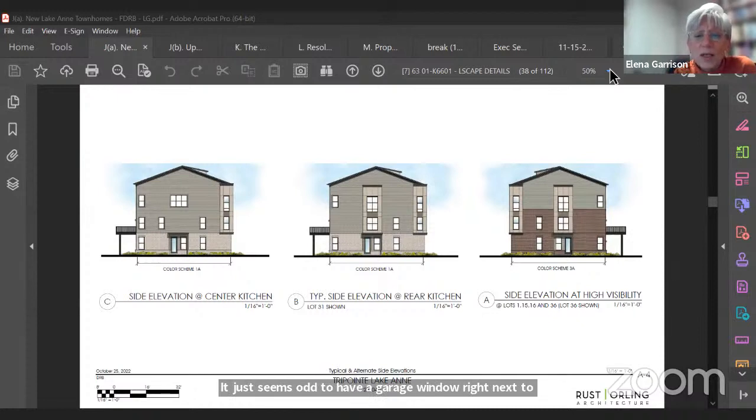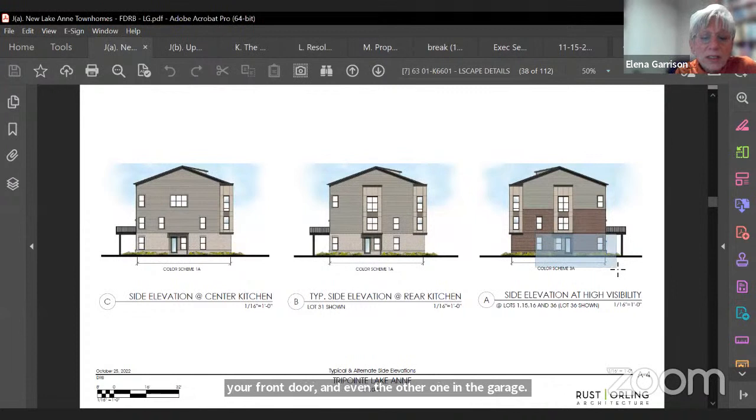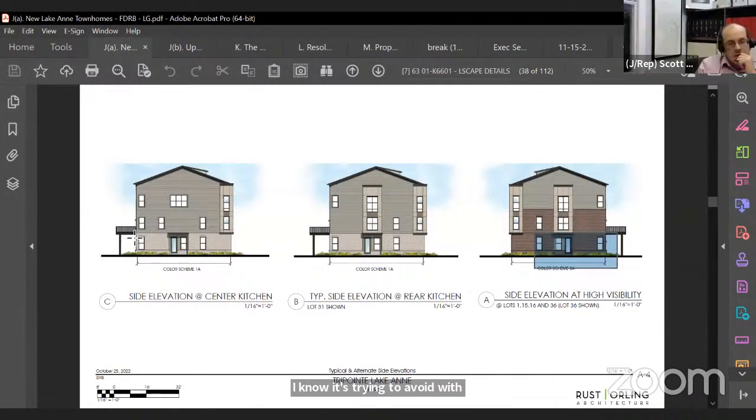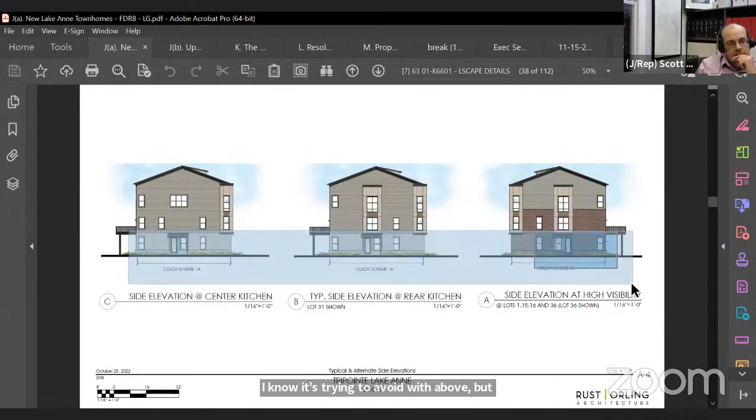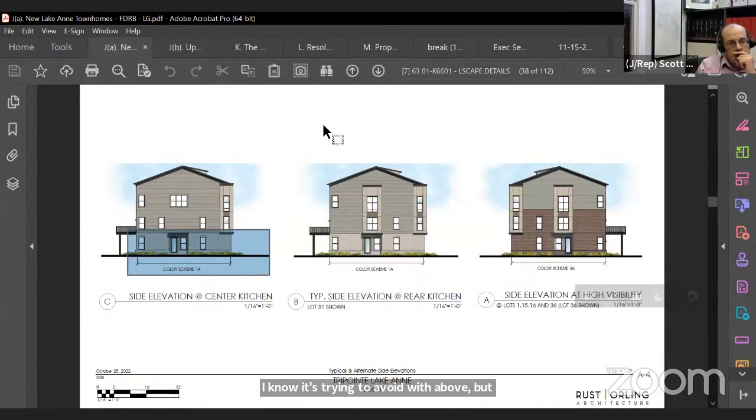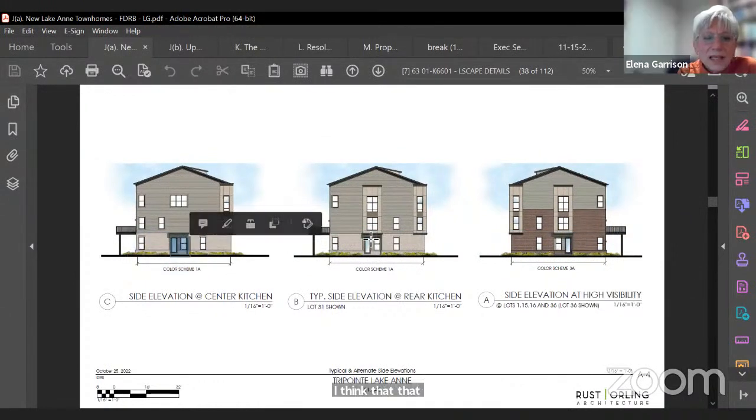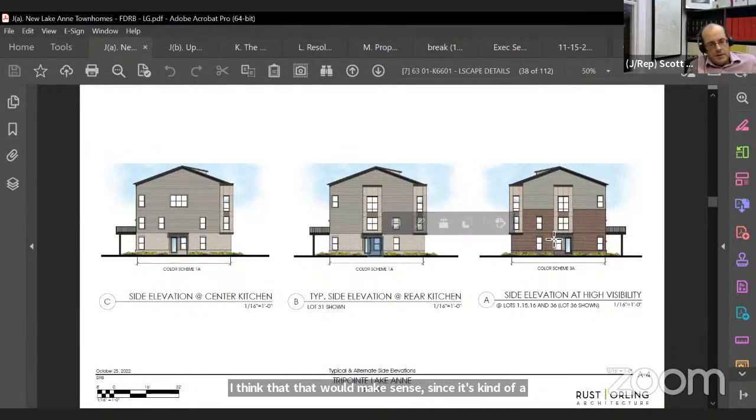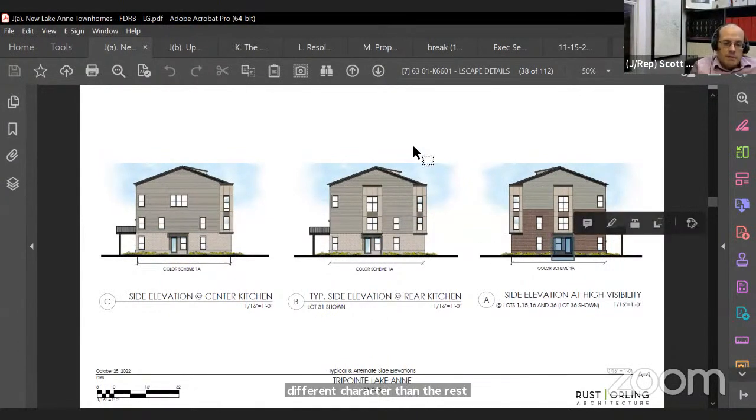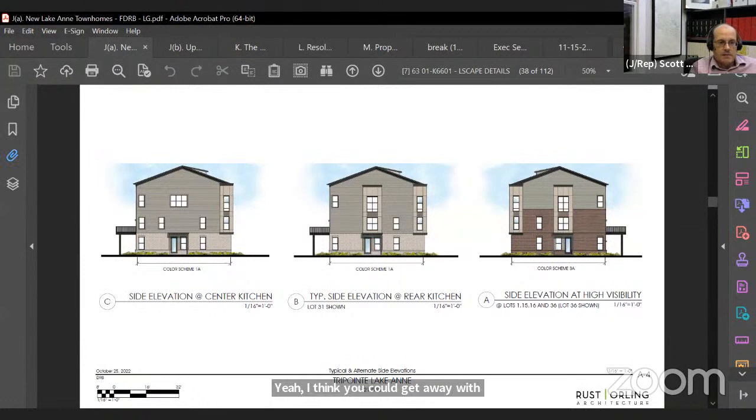And even the other one in the garage, I know it's trying to align with above, but we can definitely look at that. Particularly in that one little recess, I think that would make sense, since it's a different character than the rest. Yeah, I think you could get away with a high square window there. Would you be opposed to just eliminating it, using that as a feature, as something different? I'd have to look at it.